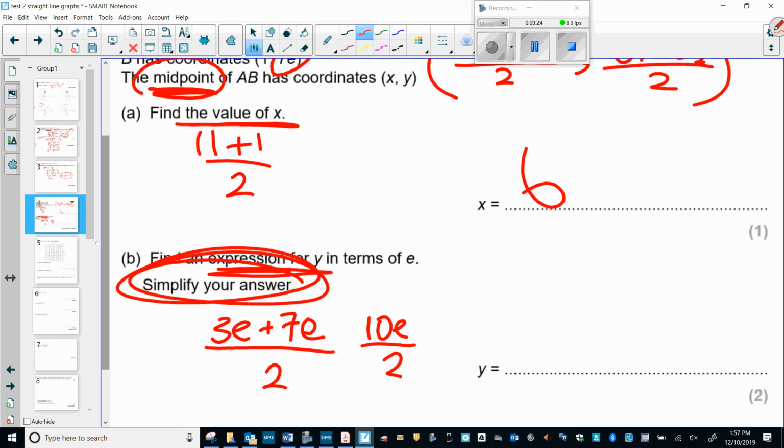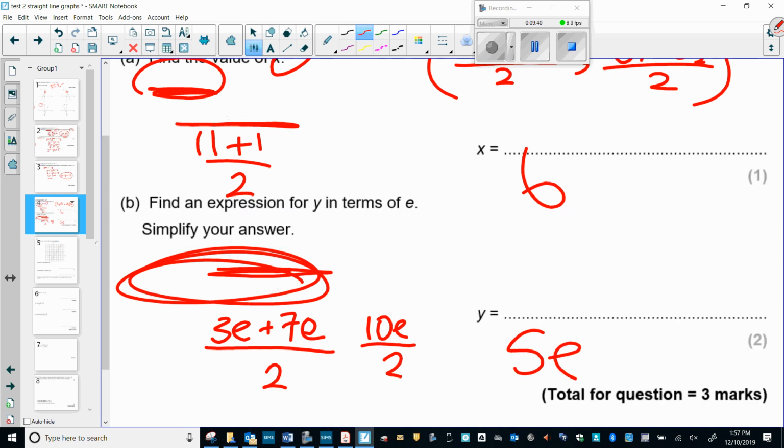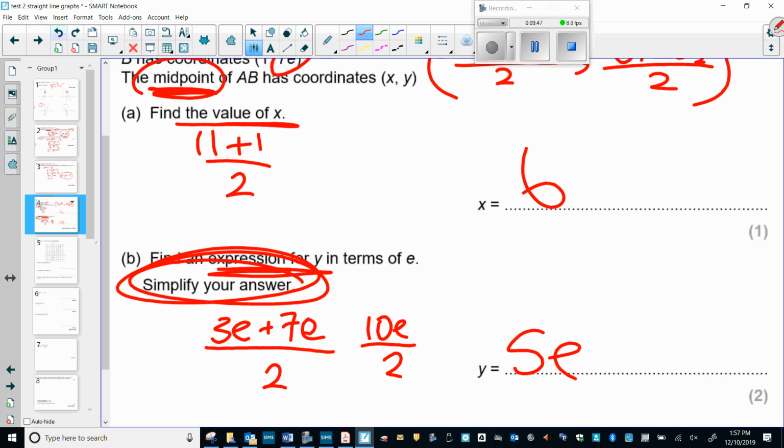Now, this says simplify your answer, indicating that some simplification should happen. So if you're thinking, oh, well, I did simplify, I added my 3e and my 7e, check me out, I'm awesome, you always need to make sure you're looking to see if anything else can happen. So we've got 10e divided by 2. What's that? 5e. Treasure. What do you mean by in terms of e? If something says in terms of e, that means your answer will have an e in it.